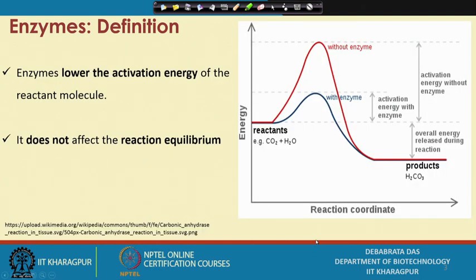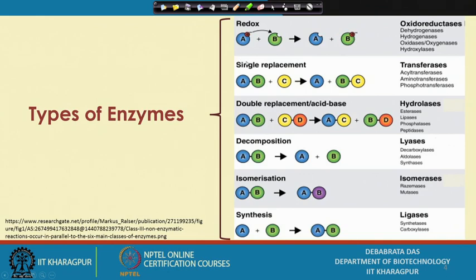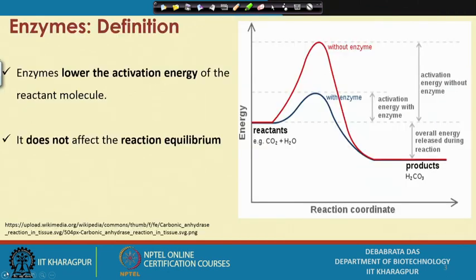Now I was telling you about how enzymes participate in the reaction. Enzymes lower the activation energy. If you look at this figure, for a normal reaction without enzyme, you require this much activation energy. This is the normal activation energy that is required.